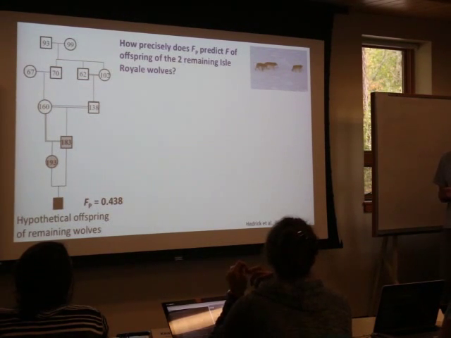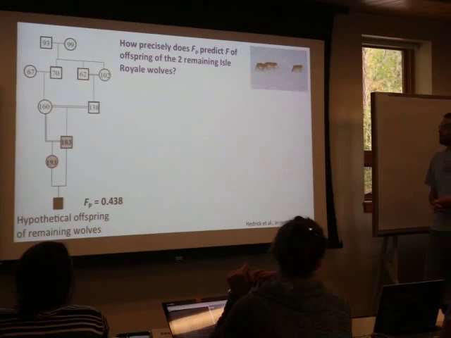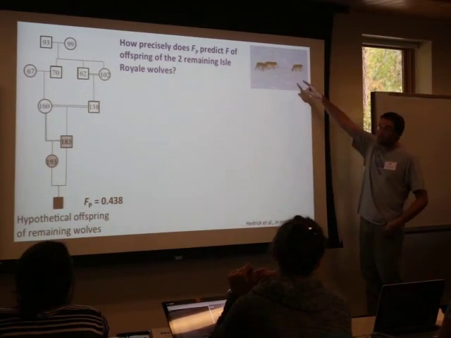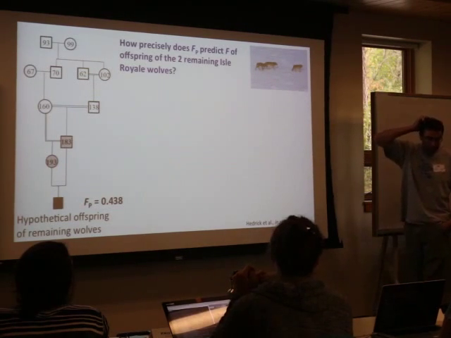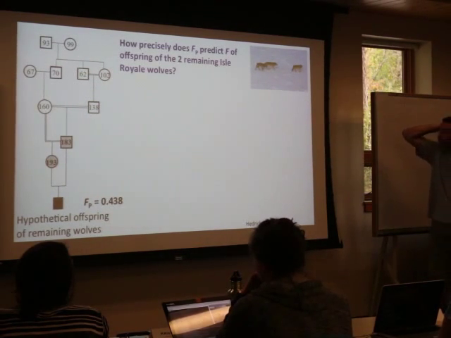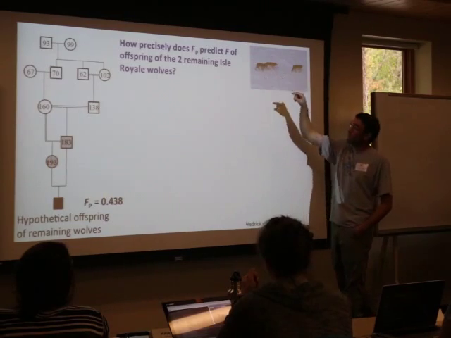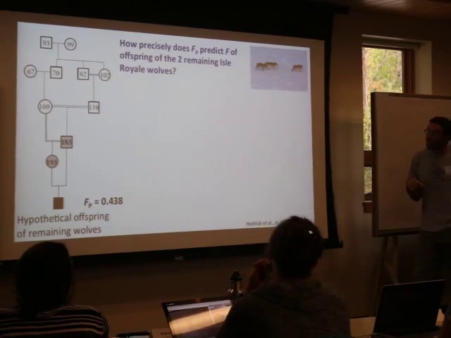So this is another illustration of this. A lot of you have probably heard of this population of wolves in Isle Royale, which is in Lake Superior. This picture was taken last year. These are the only two adult wolves left on the island.